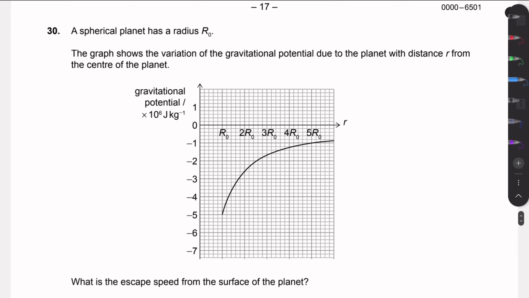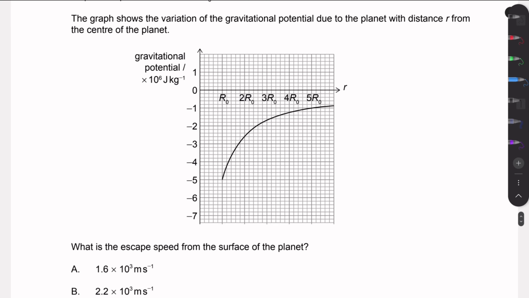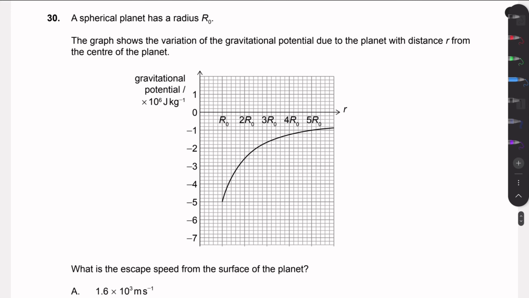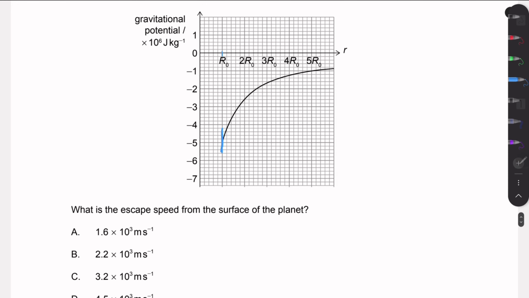Then we have a spherical planet of radius r0, and this graph shows the gravitational potential due to the planet from a distance r from the center of the planet. So this is the surface of the planet, as this is at r0. We need to calculate the escape speed from the planet.